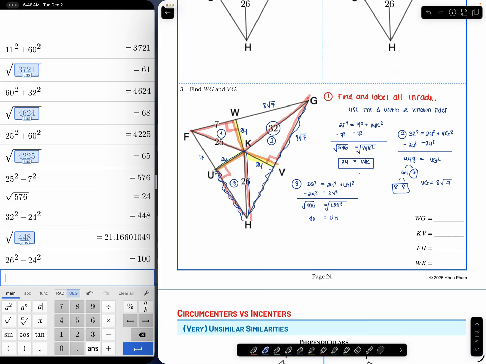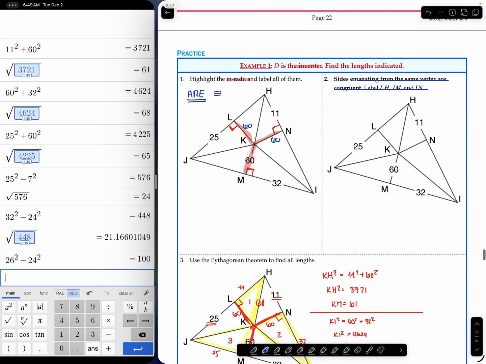Okay. WG is 8 square root of 7. KV is 24. FH, where's FH? Oh, okay. UH here is 10, so FH is 7 plus 10, that's 17. And WK is 24. And that concludes this lesson here. Thanks.